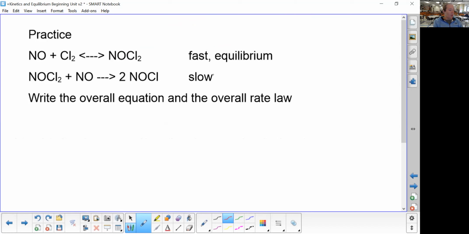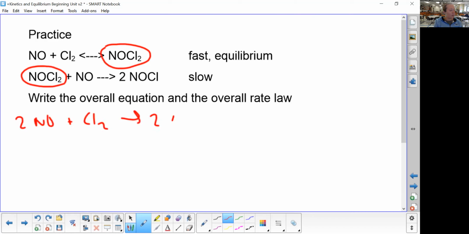All right, so let's write the overall reaction. This is an intermediate, so it's going to cancel on both sides, and the rest of the stuff. So the overall is 2NO plus Cl2 forming 2NOCl. And let's write the rate for each one.